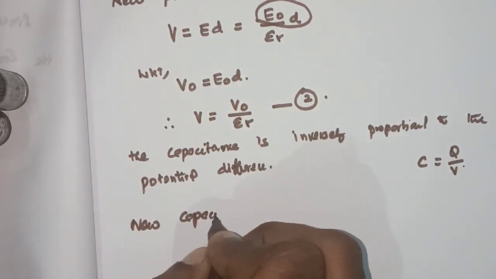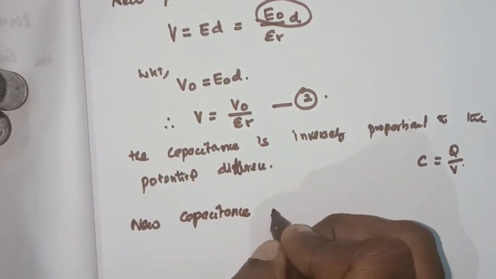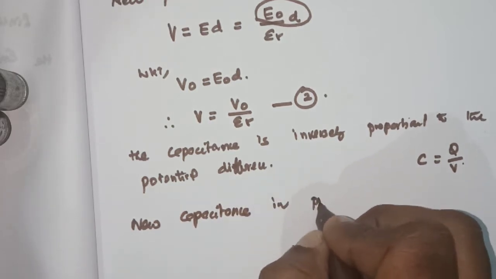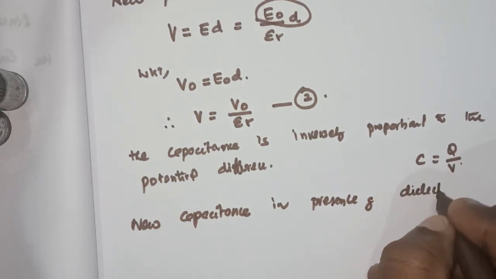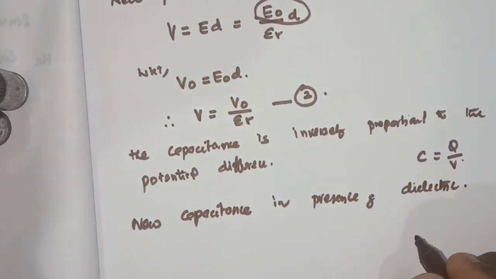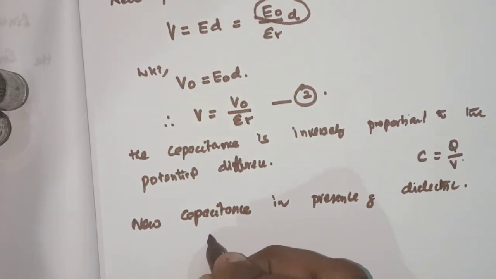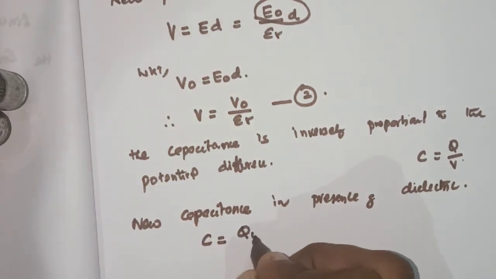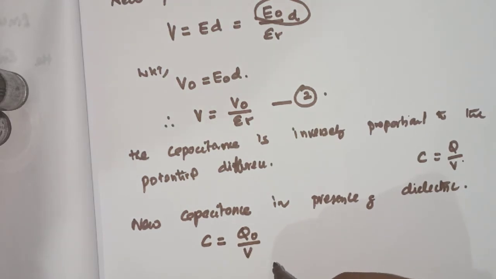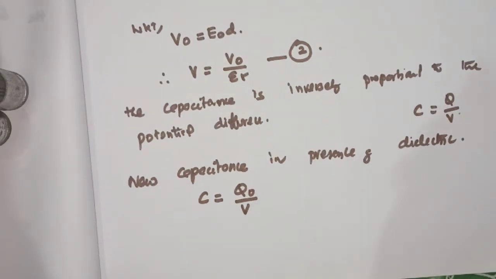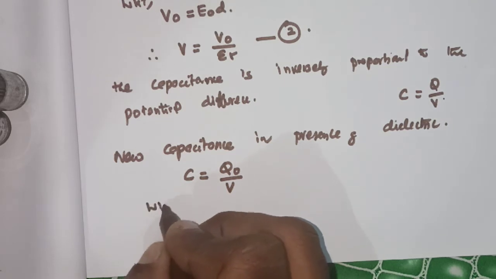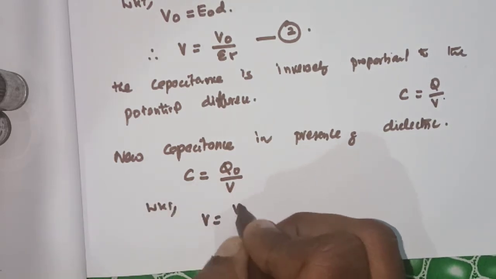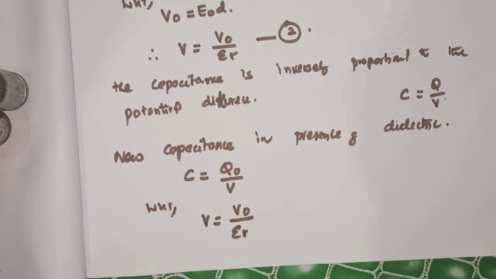New capacitance in presence of dielectric. So when we inserted dielectric, new capacitance is created, that is called C equal to Q naught by V. Okay, that is, we know that V equal to V naught by epsilon r.